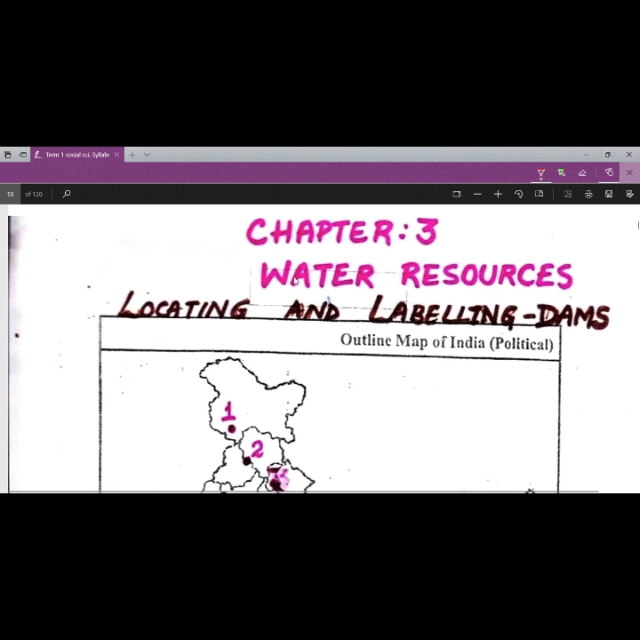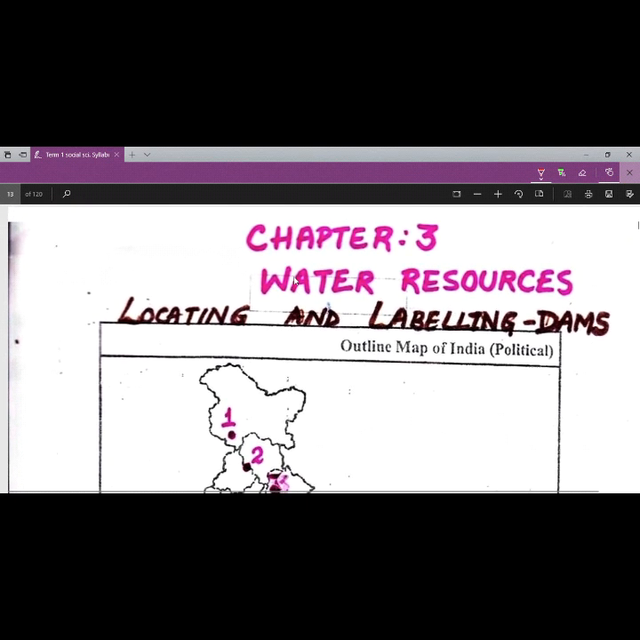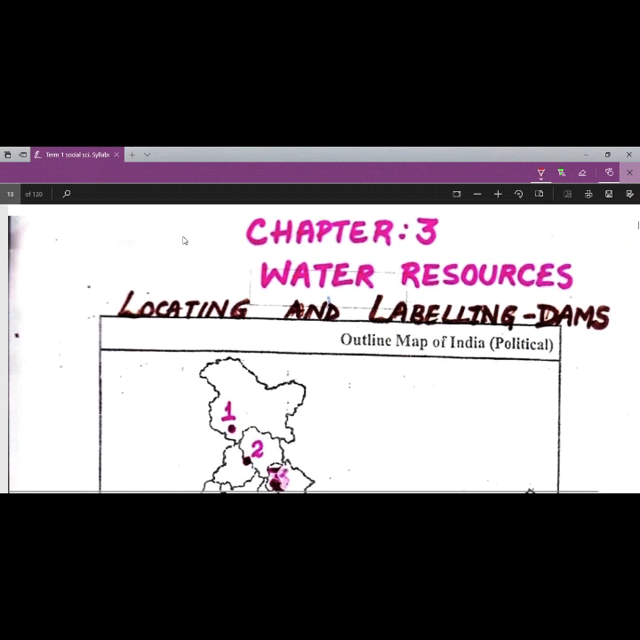Then chapter 3, water resources. This chapter is in your syllabus, but in term 1, when you get your question paper in November, you will not get questions from this chapter, water resources. But in the periodic test you may get this chapter, according to schools. I think some schools have included this chapter in periodic and some schools have not. But in the final term 1 paper, you will not get any question from this chapter. Only the map you have to do, and the map is in front of you.